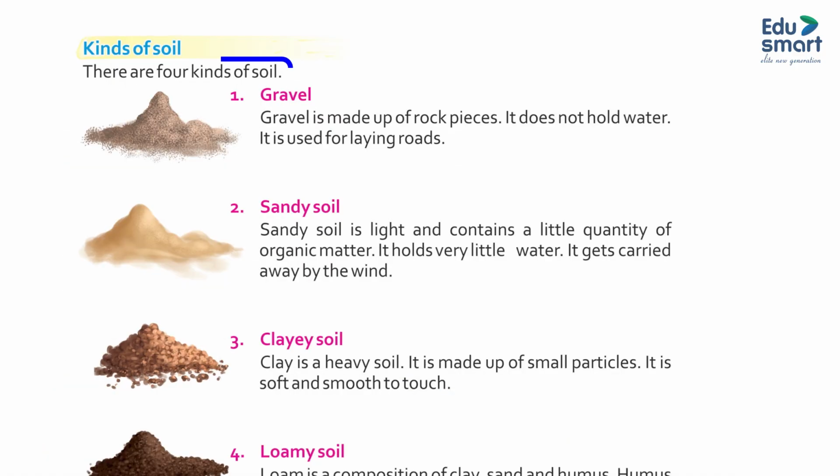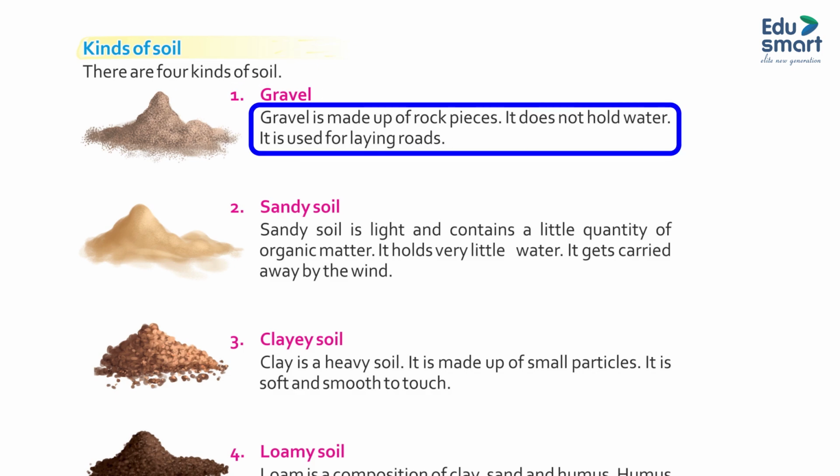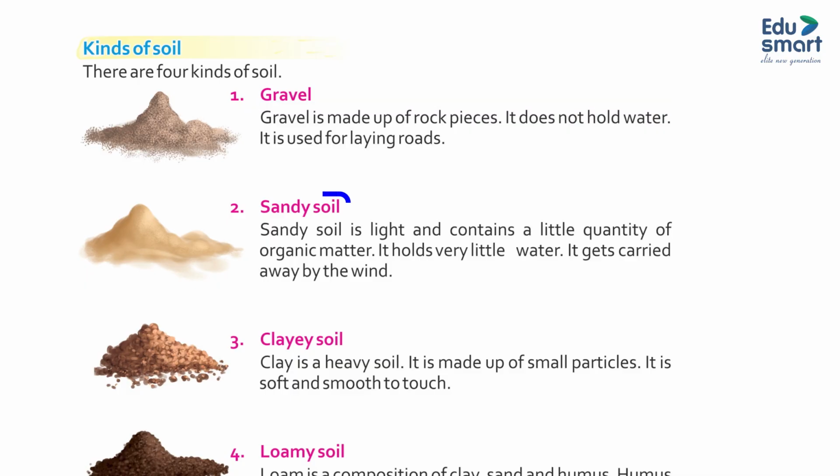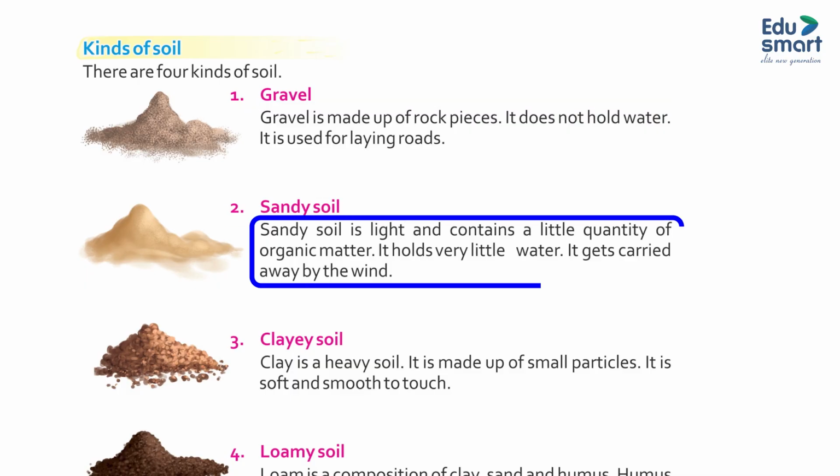Kinds of soil. There are 4 kinds of soil. 1. Gravel. Gravel is made up of rock pieces. It does not hold water. It is used for laying roads. 2. Sandy soil. Sandy soil is light and contains a little quantity of organic matter. It holds very little water. It gets carried away by the wind.